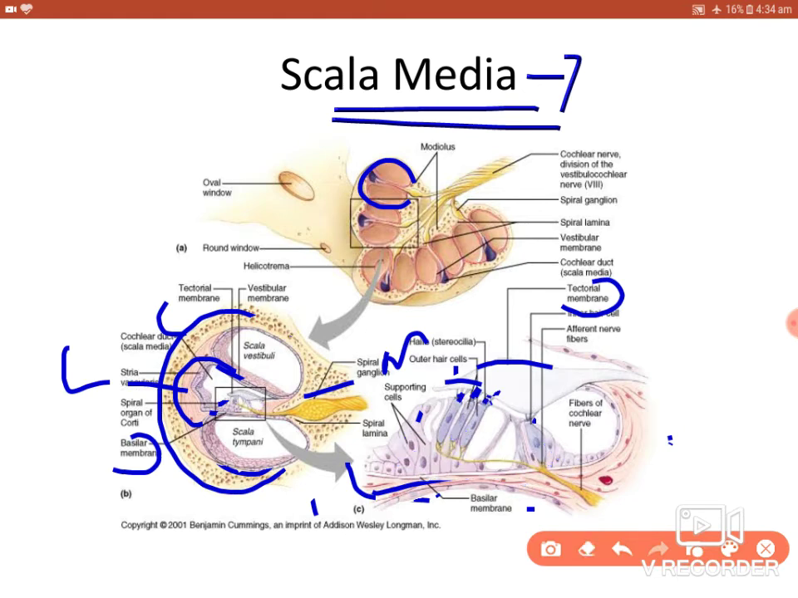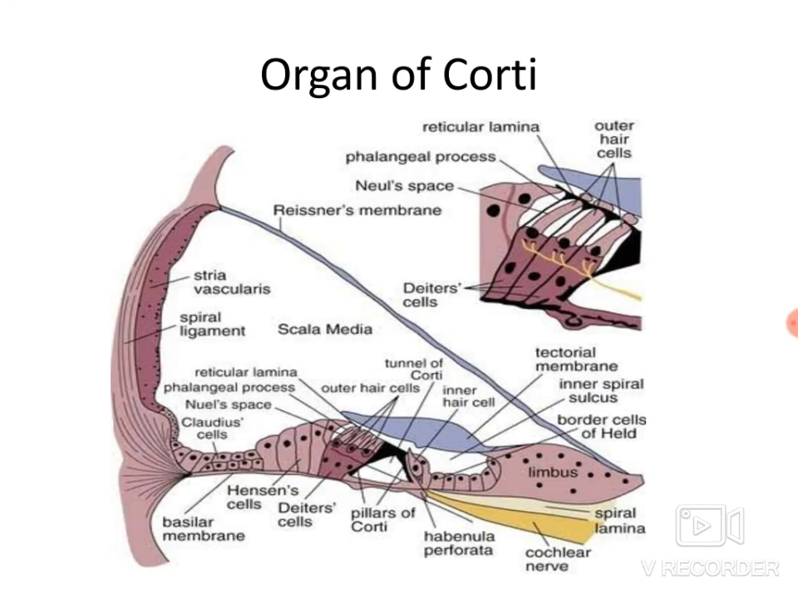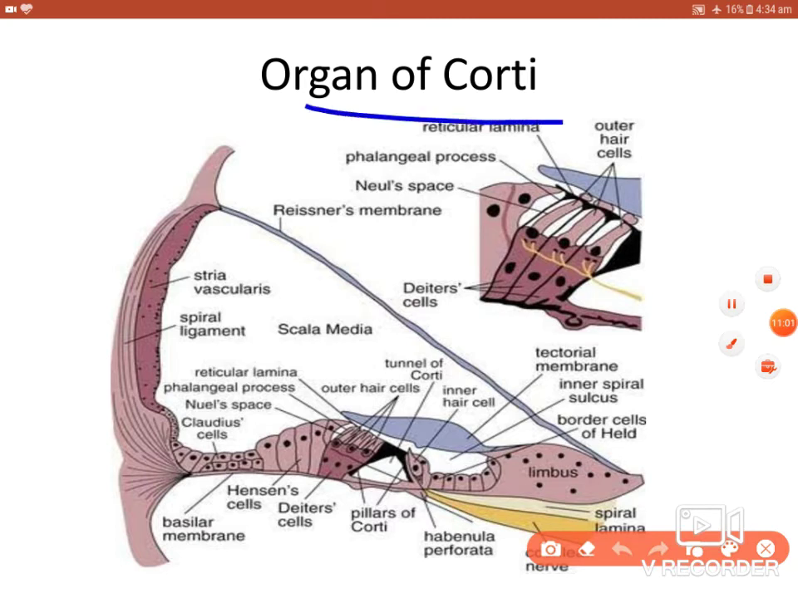Then you can see the afferent fibers of the cochlear nerve end in relation to these hair cells, the inner and the outer hair cells. This is the enlarged view of the organ of Corti here. So this is the spiral lamina.